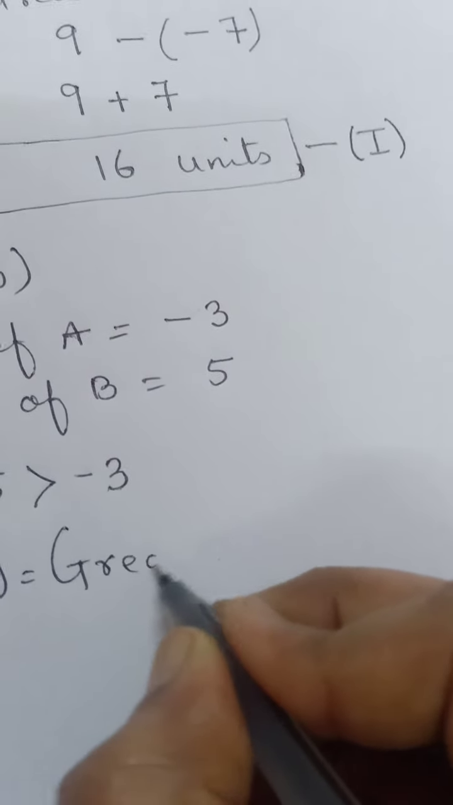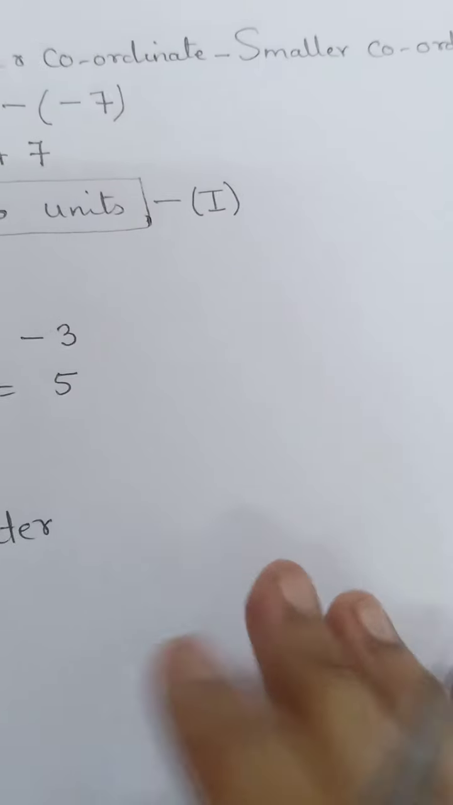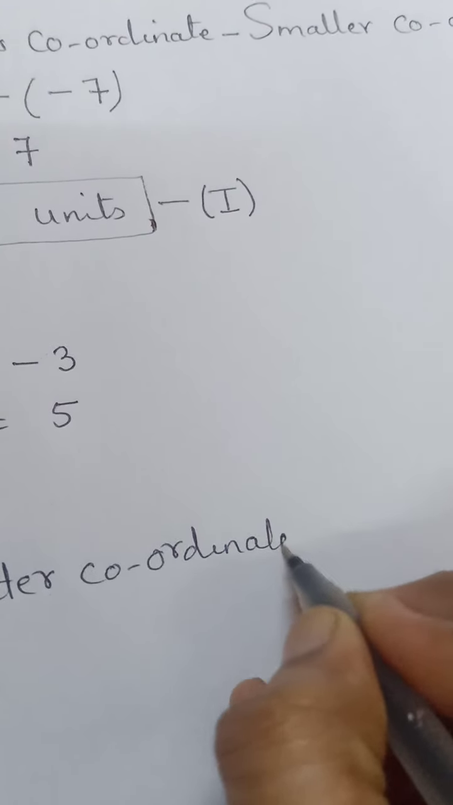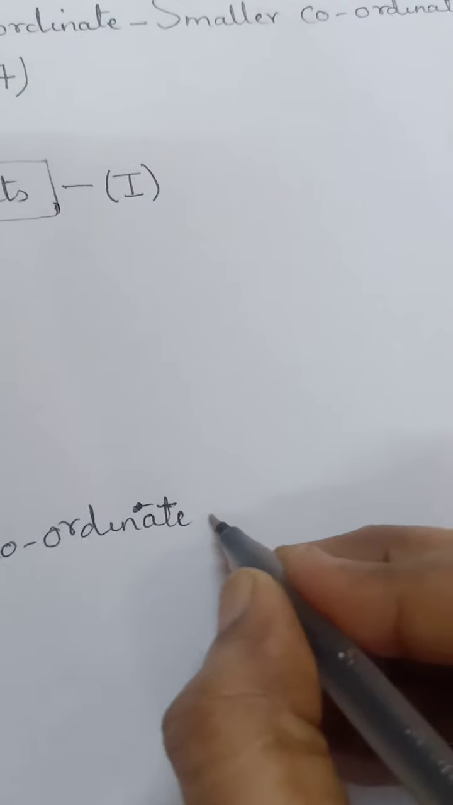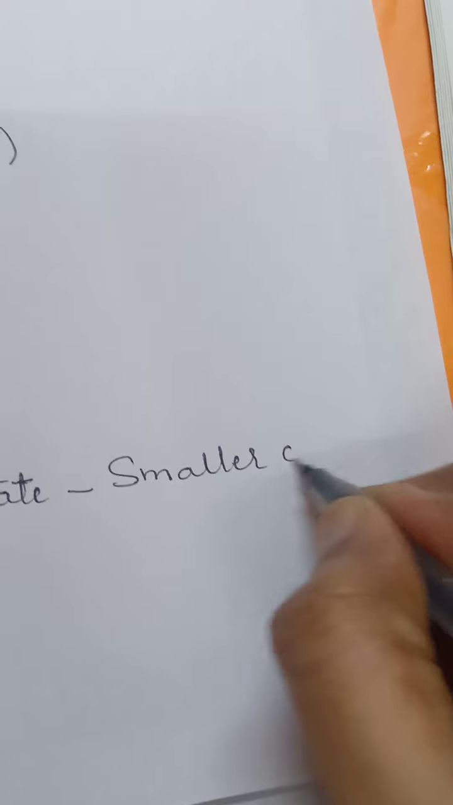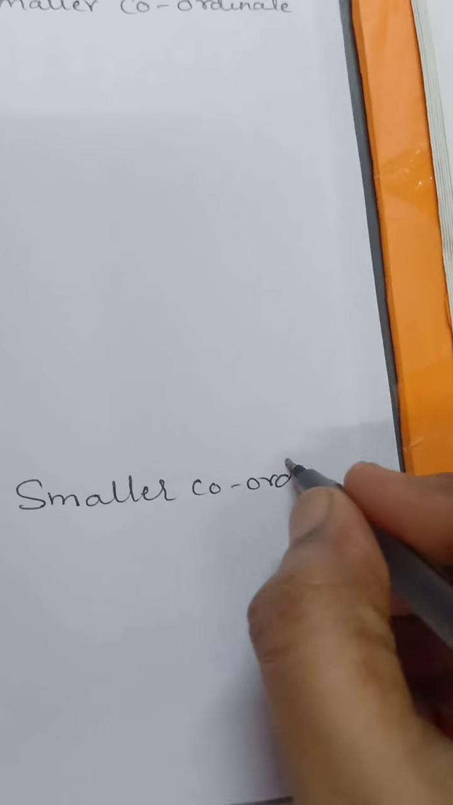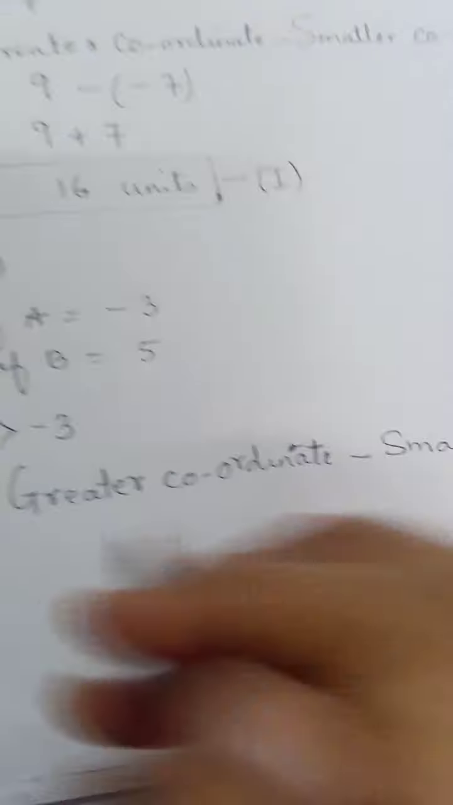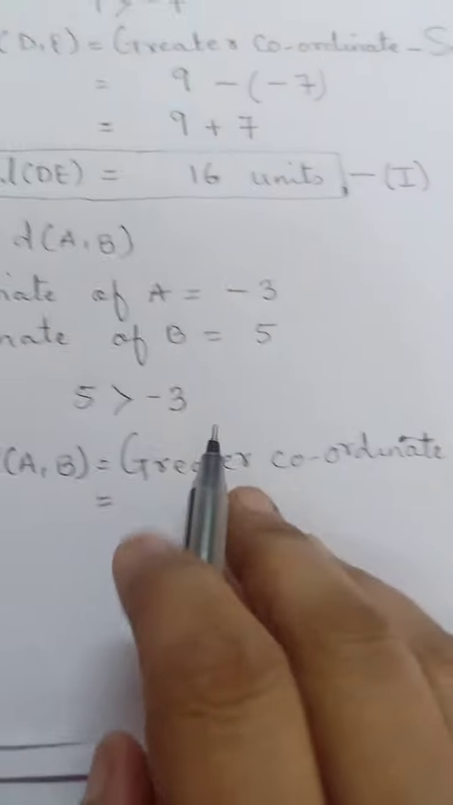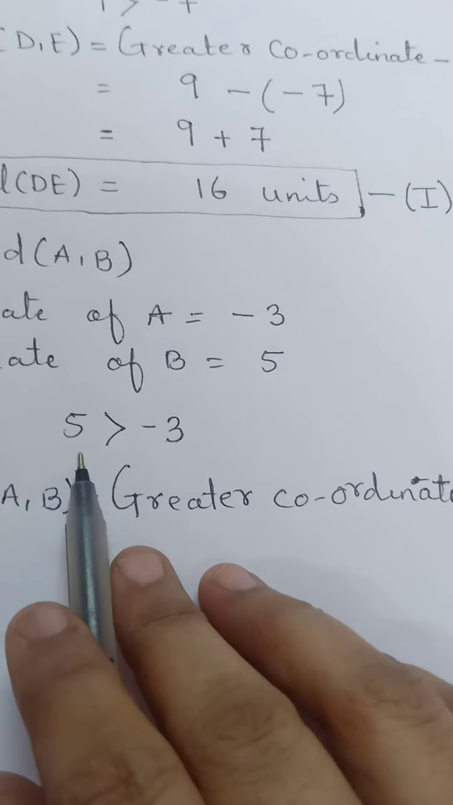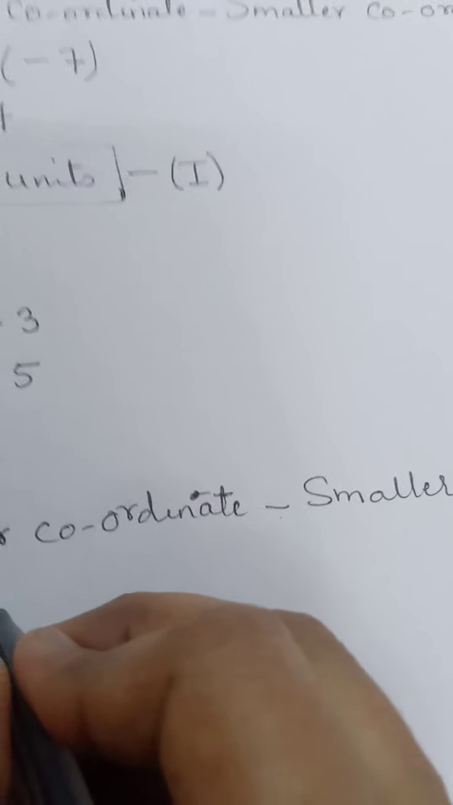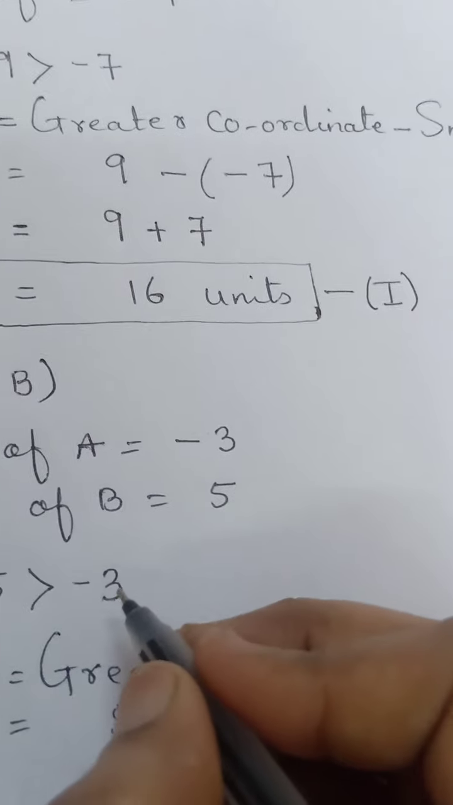So now we will write the formula. You know the same formula which we have already used in the previous exercise, that is greater coordinate minus smaller coordinate. Now we have to take the greater coordinate between these two. So here the greater number is obviously 5. The middle sign is minus. The smaller coordinate is here -3.